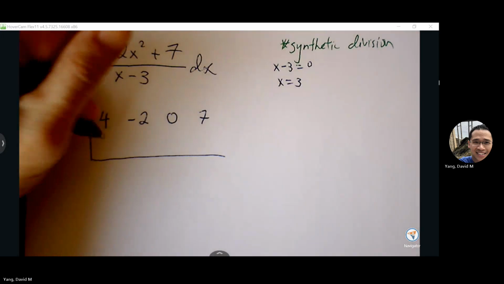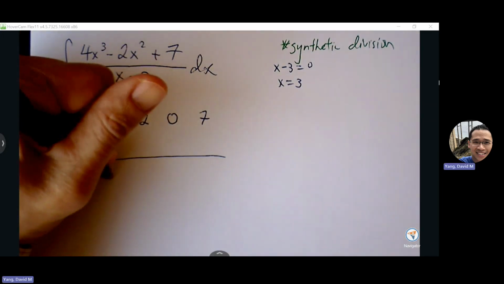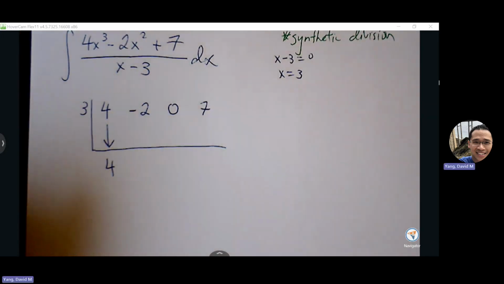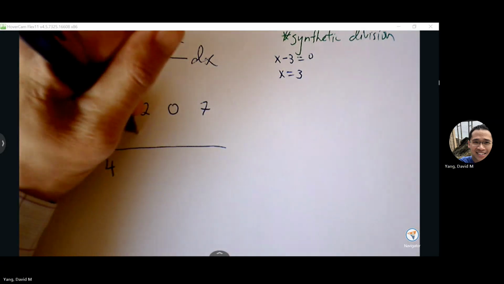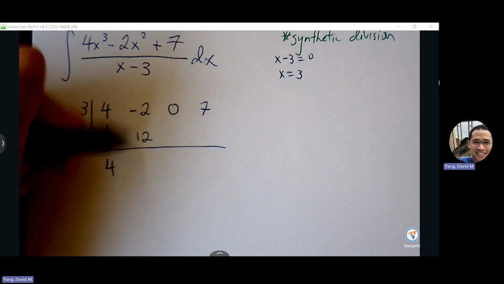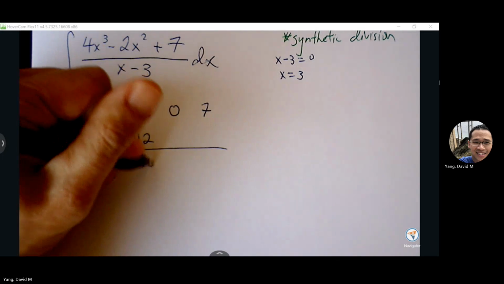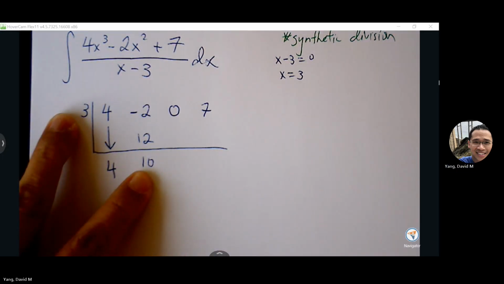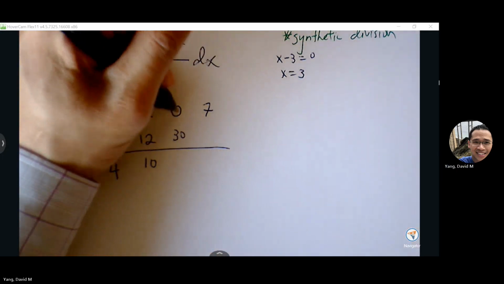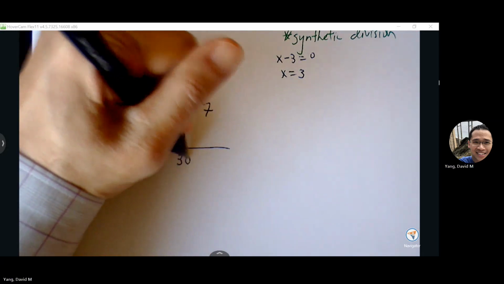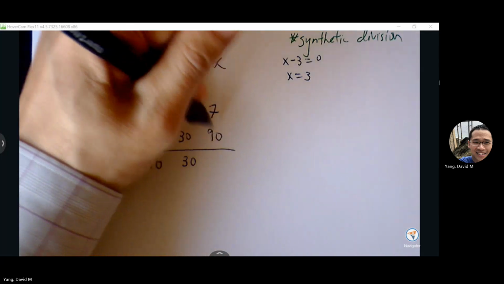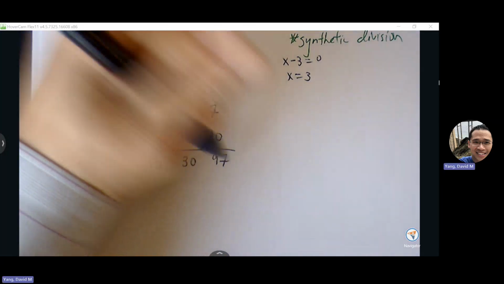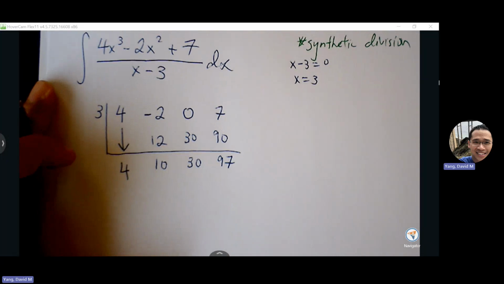Okay. Drop the first number down below the line. Next up. Multiply. Add. Multiply. Add. Add. 97. So, is it that high, the remainder? It can be, yeah.